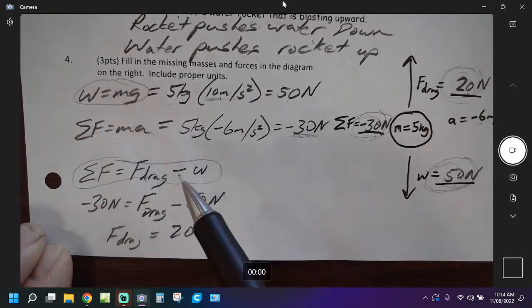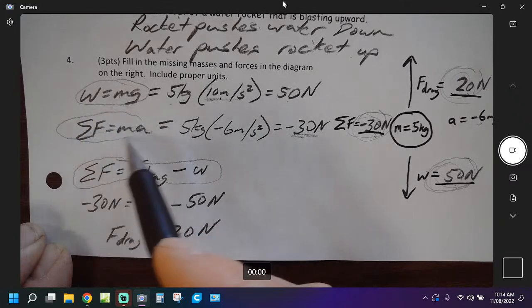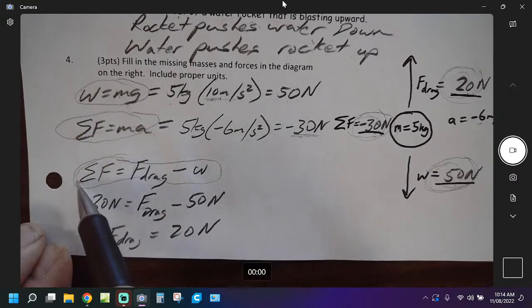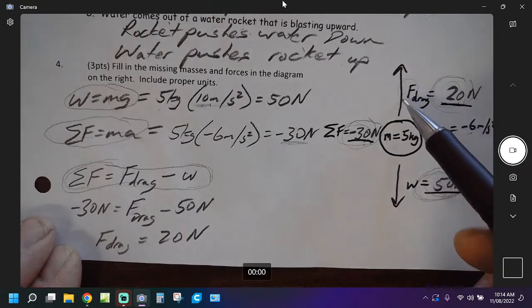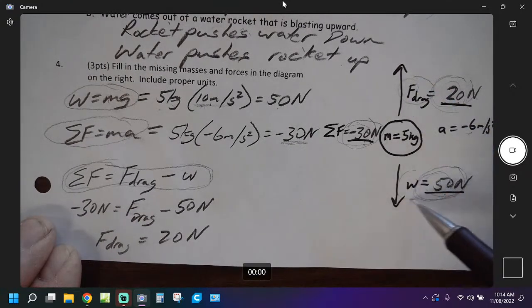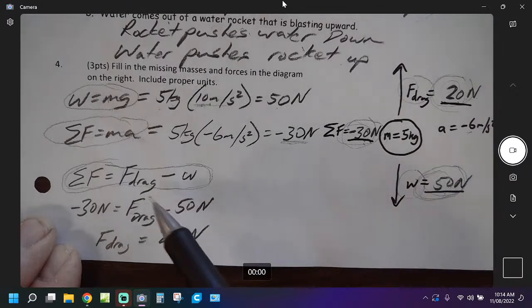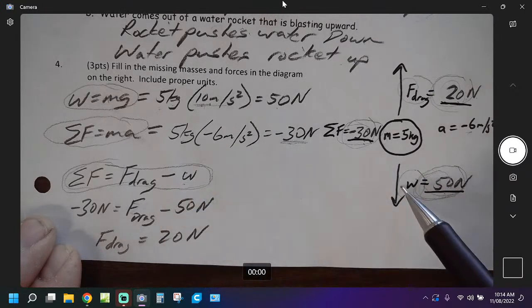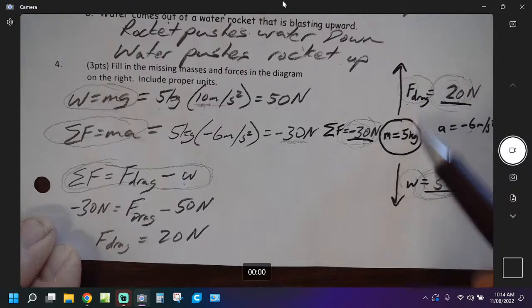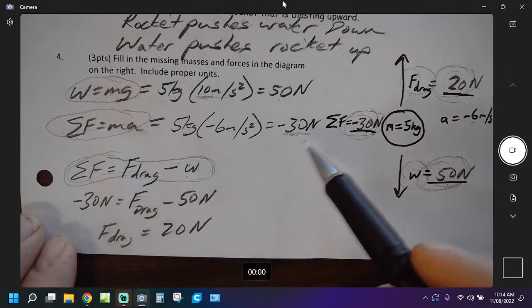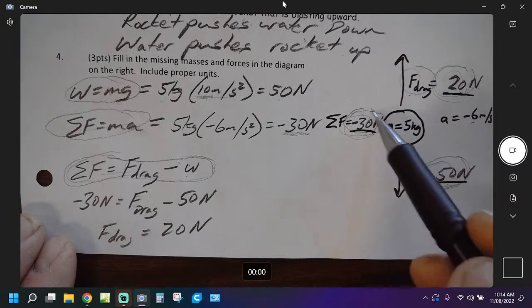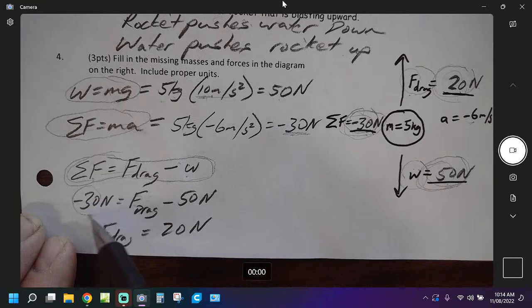There are 2 ways to write a formula for net force. One is to use Newton's second law, and the next one is just to add up all the forces. So if I add up all the forces, there's drag and there's weight, but I write this as drag minus weight because weight's downward and drag's upward. So drag's positive, weight's negative. So that's the net force. And I already have the net force. It's -30. So I plug that in for this: -30 equals drag minus 50 newtons, which is the weight.